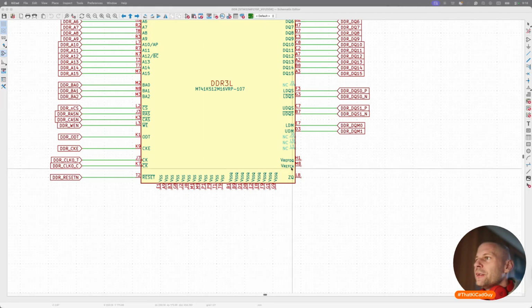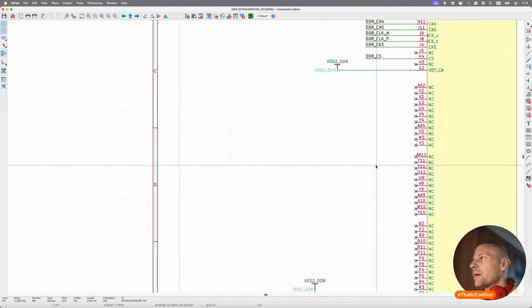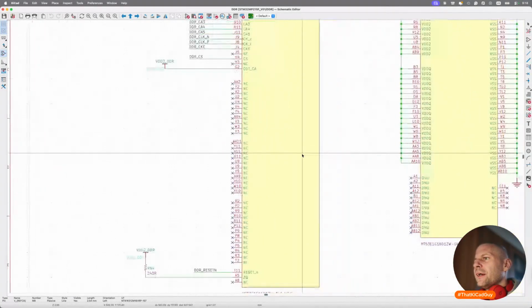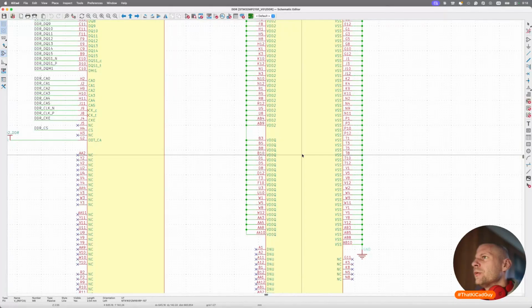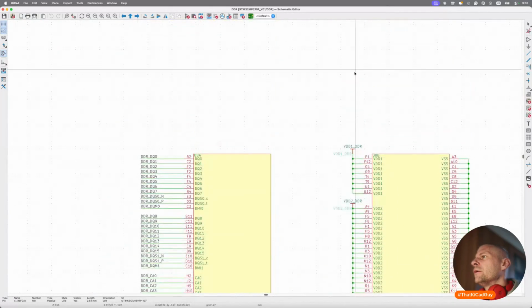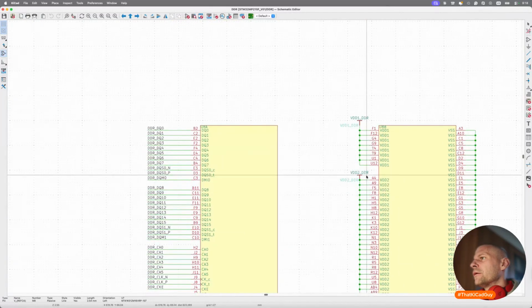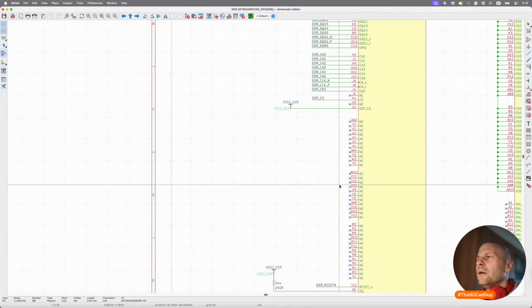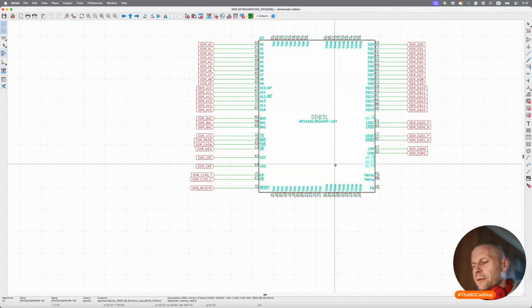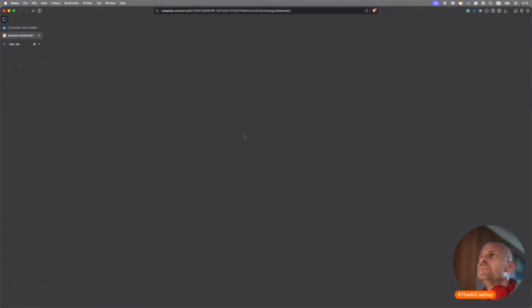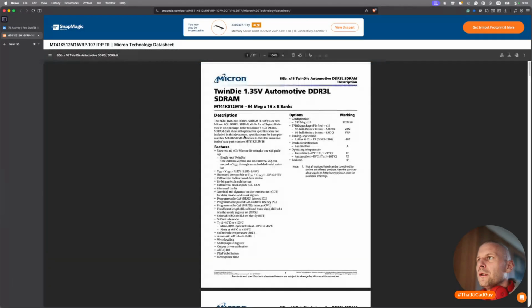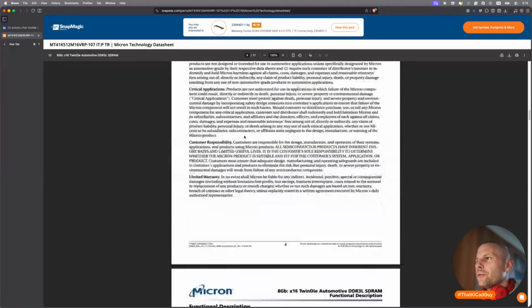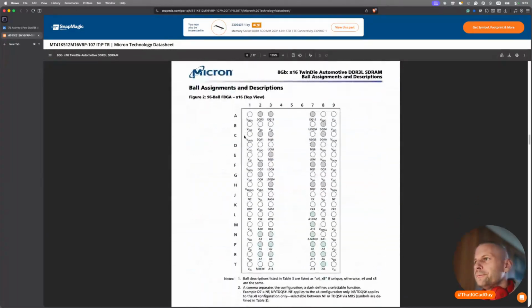VREF DQ and VREF CA. Let's check if there is ODT CA. I will have to open the data sheet of the memory. VDD1, VDD2. Okay, I have to check the data sheet. Okay, let's do it. Here is our data sheet, and we are looking for the VREF inputs.